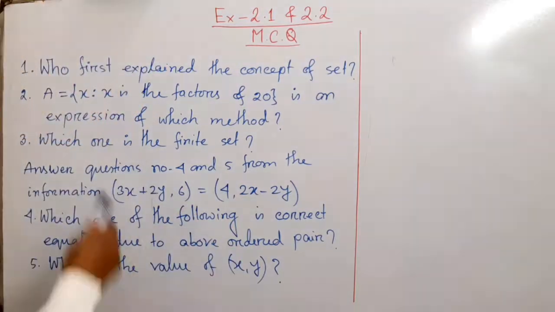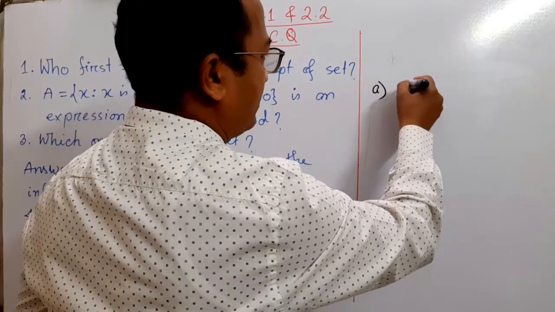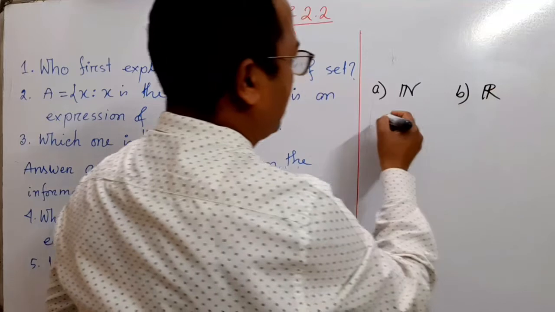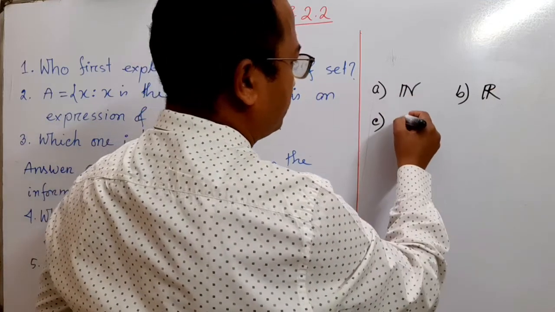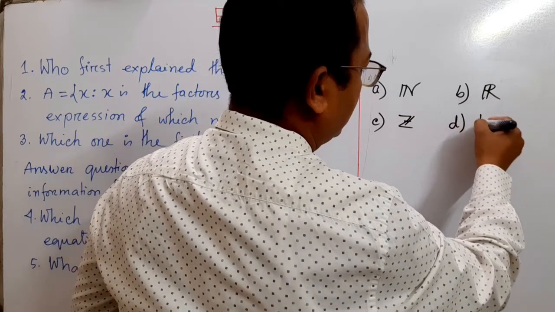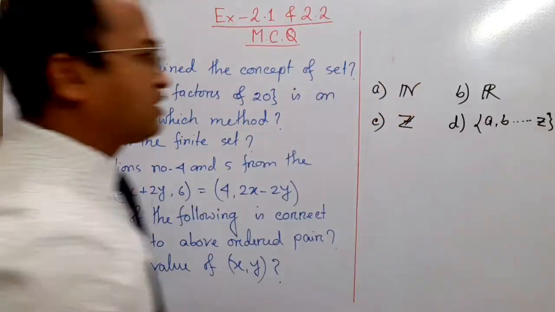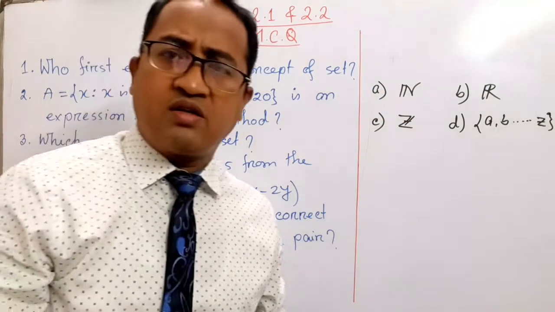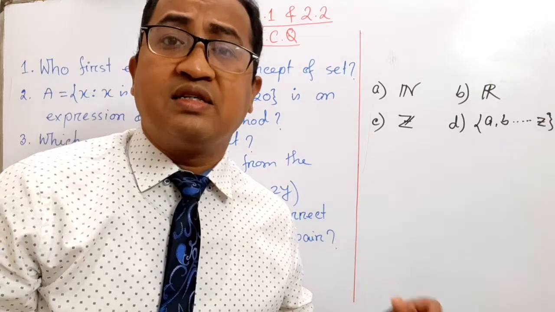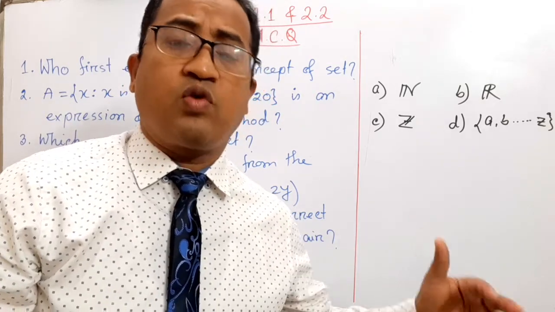Now, next question. Which one is a finite set? Four sets are given: A is N, B is R, C is Z, and D is A, B, dot dot dot, Z. Which one is finite? We know there are two types of sets, finite set and infinite set. If the elements of a set are limited, that one is finite. And if the elements of a set are unlimited, that one will be infinite.